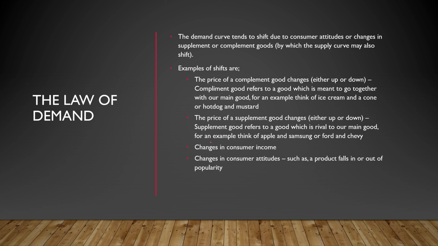The first, when we refer to a complement good, we refer to a good which is meant to go together with our main good. For example, think of ice cream and a cone, or hot dog and mustard. For supplement goods, we mean the inverse of that, in which a good is rival to our main good. For this, think of Apple and Samsung, and Ford and Chevy. Changes to consumer income are relatively straightforward, and changes in consumer attitudes or taste represent a product which can fall in or out of popularity.